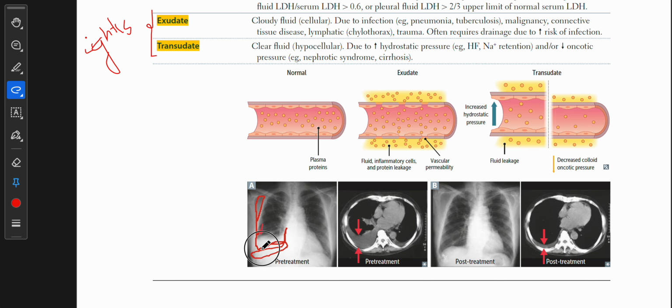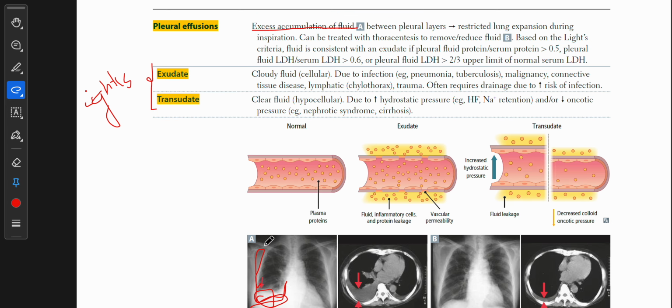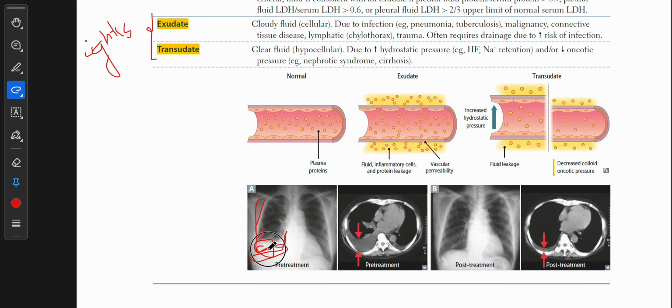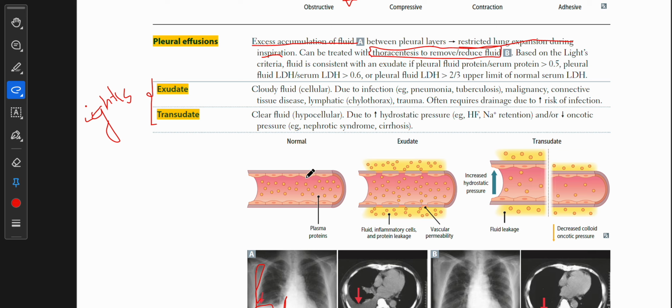These all things are fluids, and it leads to restricted lung expansion during inspiration. It is very obvious, and it can be treated with thoracocentesis to remove or reduce the fluid. Thoracocentesis is actually needle aspiration, like draining this fluid out of the chest, and it is usually done from the fourth to fifth intercostal space. That is thoracocentesis.